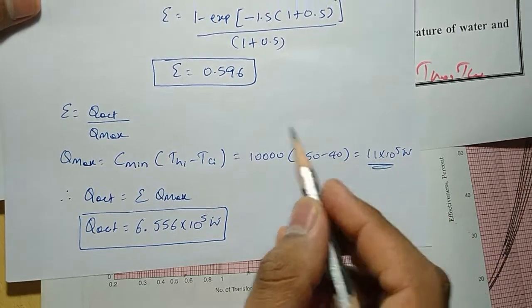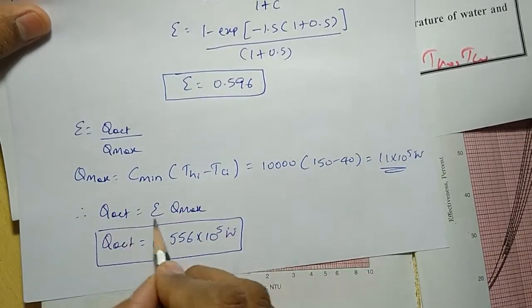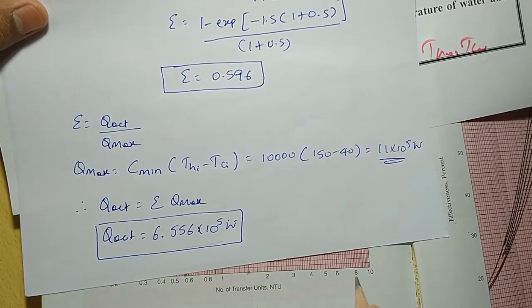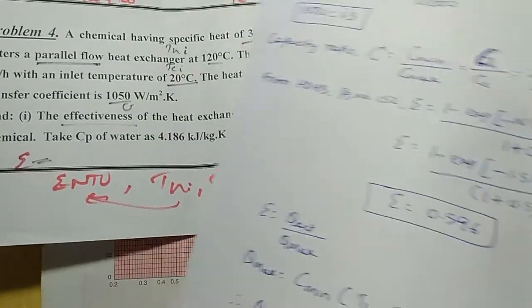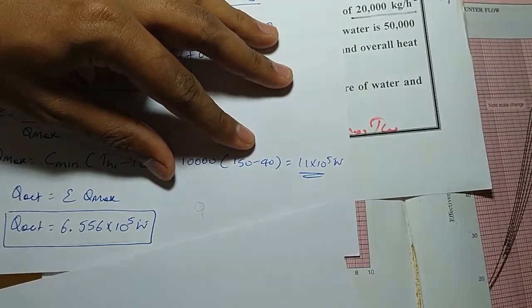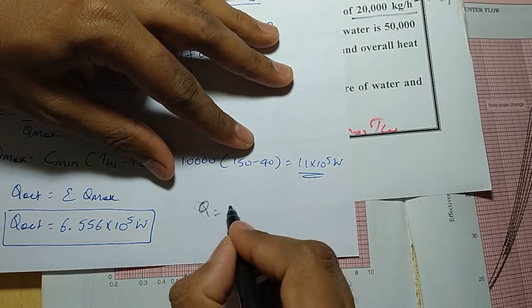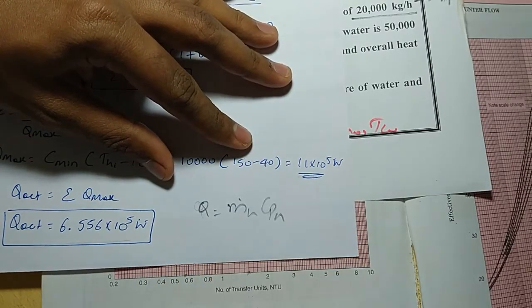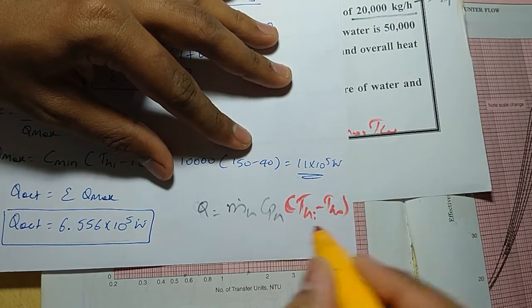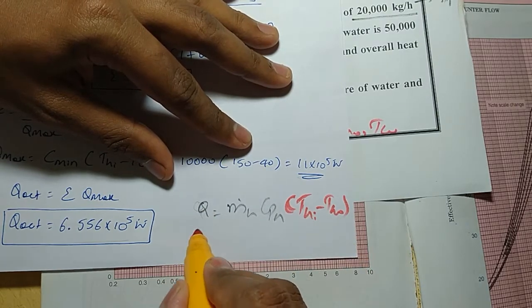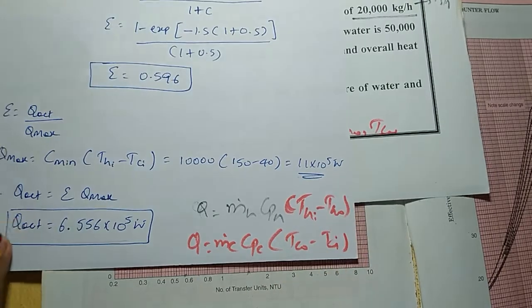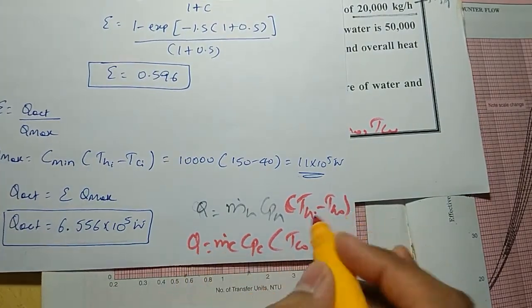Next, Q actual is equal to epsilon into Q max. Epsilon into Q max, you find out the actual heat transfer. Once you know the actual heat transfer, Q is equal to what I can write: m dot h Cph (THI minus THO). Now you can find out THO. Or Q is equal to m dot c Cpc (TCO minus TCI). If you know the Q actual value, you can find out TCO and THI.